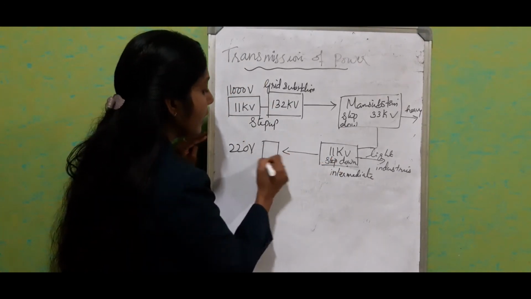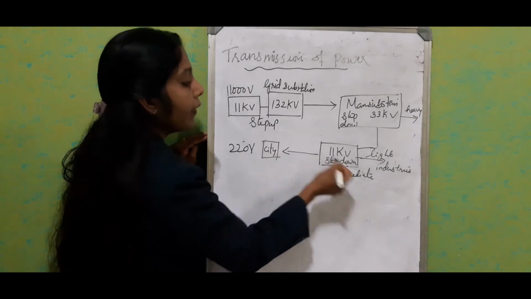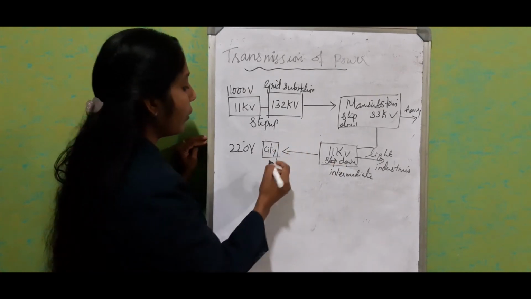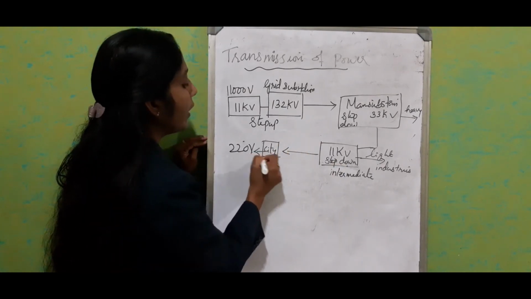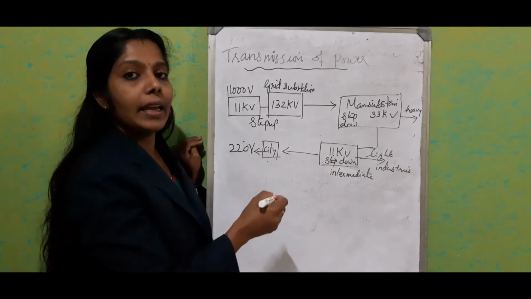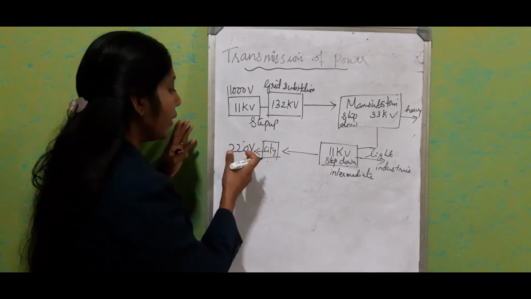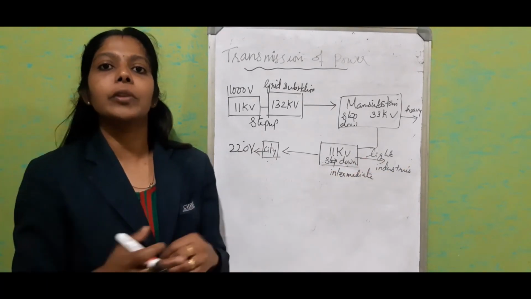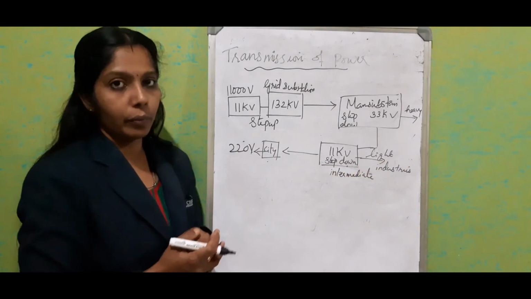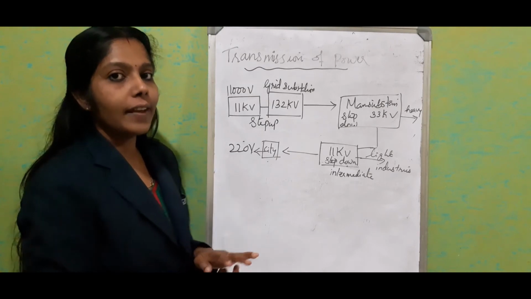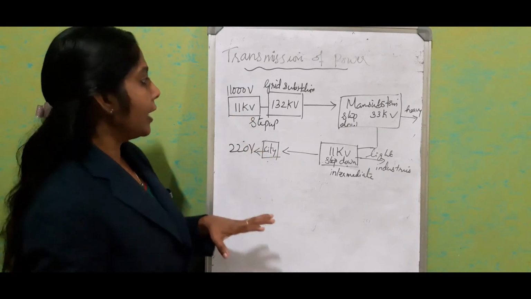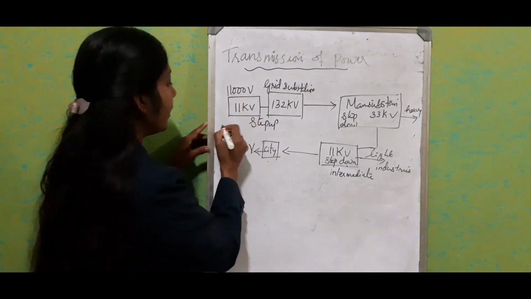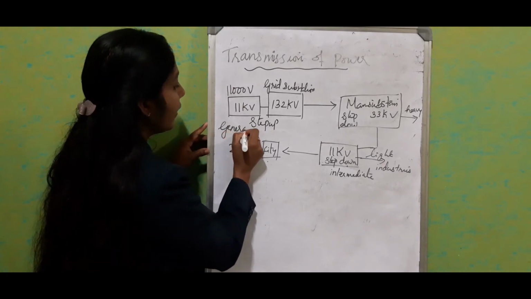Now it has only reached 11 kV. Again, we have a city substation that will step that down to our 220 volt, and from the city substation it will be distributed to our home with 220 volt. So this is the way power is transmitted from the generating station. This is our generating station.